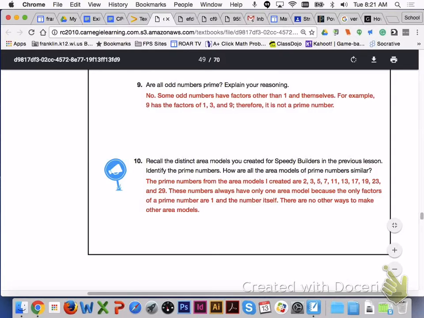For number 10, the prime numbers from the area models that you created were 2, 3, 5, 7, 11, 13, 17, 19, 23, and 29. These numbers always have only one area model because the only factors of a prime number are the number 1 and the number itself. There are no other ways to make other area models for those numbers.